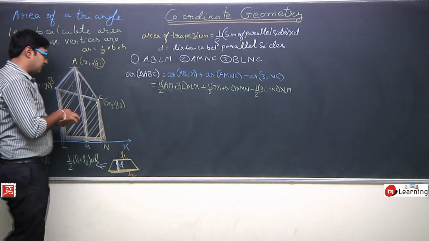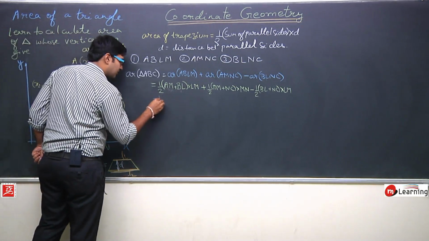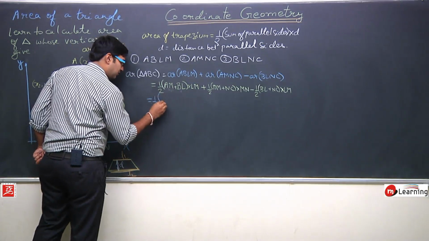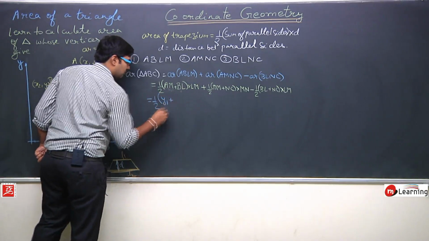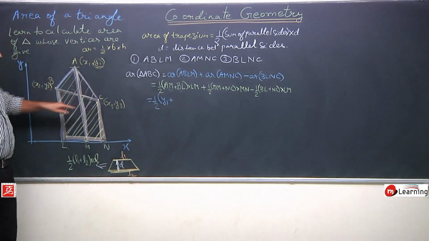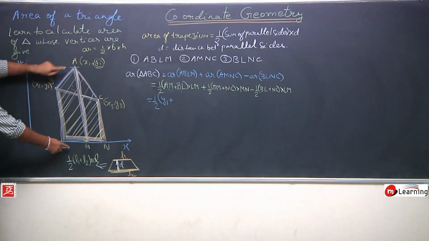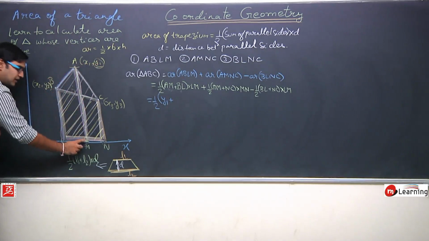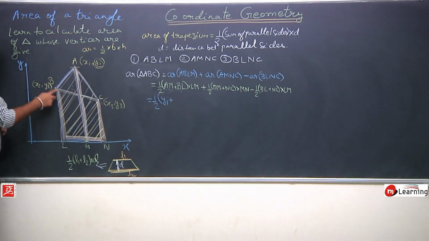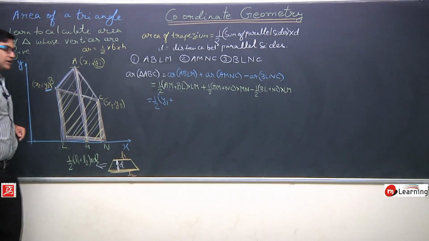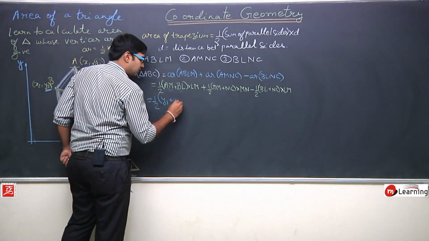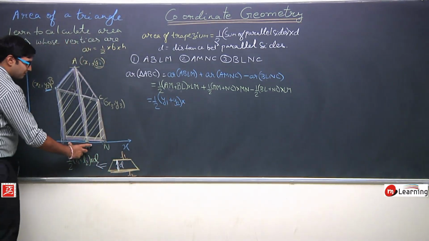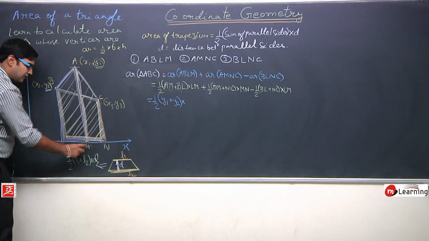So I can write in place of AM, I am going to write y1 plus. Now focus on BL. BL is this length. Since for AM we considered y1, y1 is the length of this perpendicular. So what is the length of BL? The length of BL is equal to the y coordinate, that is y2. So this will be y2 into LM. Now this is LM. So how to calculate the length of LM?